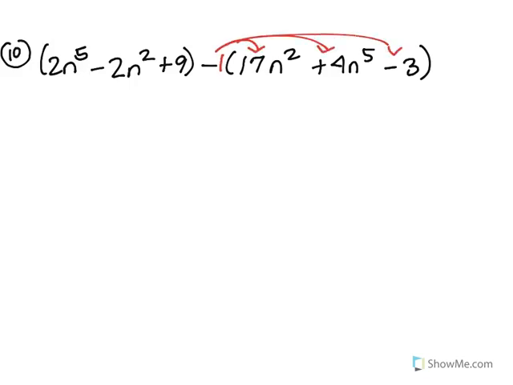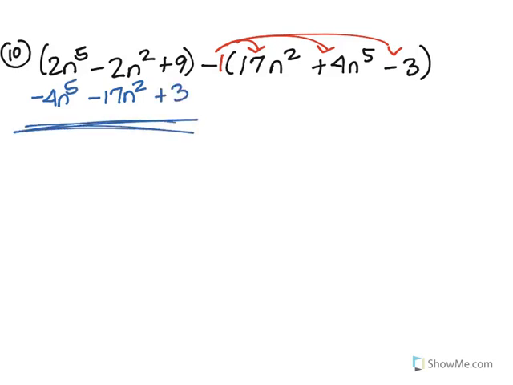So the signs on the second one change. Personally, you don't have to rewrite it, but I'm probably going to rewrite it and stack it underneath the first one correctly. So this 17n squared becomes a negative 17n squared. And then that 4n to the fifth becomes a negative 4n to the fifth, and negative 3 becomes a positive. Do y'all see that? Now combine it.